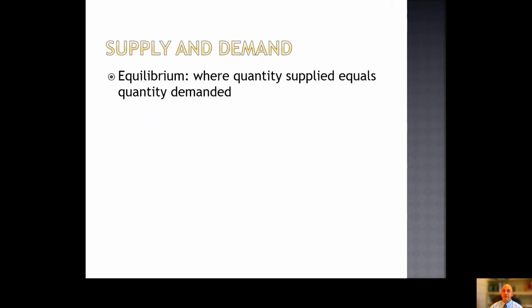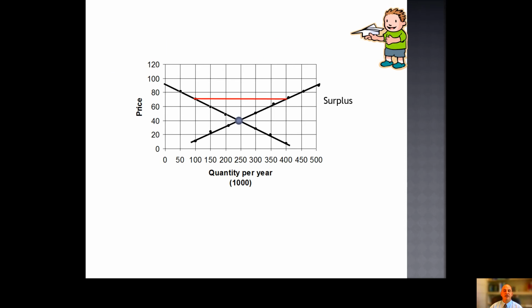Now, if the price is something different, then you get a case where you're not in equilibrium. So let's say the price of the toy was $70. At the price of 70, there are 400,000 toys on the shelf. The businesses would really like to sell these toys at a price of 70. But at a price of 70, there are only 100,000 toys being demanded. So what we end up with is a surplus. There are too many toys on the shelf at that price. The only way to get rid of the surplus is to lower the price. When you lower the price down to 40, the surplus disappears.